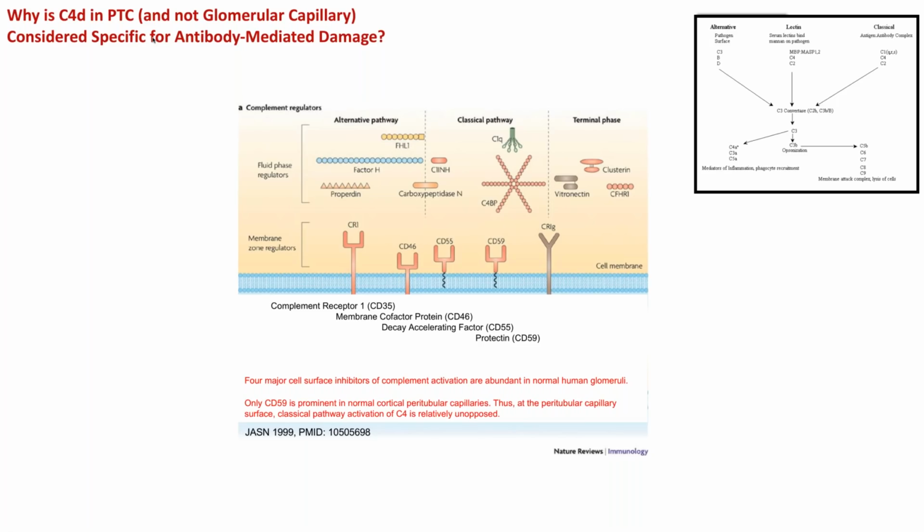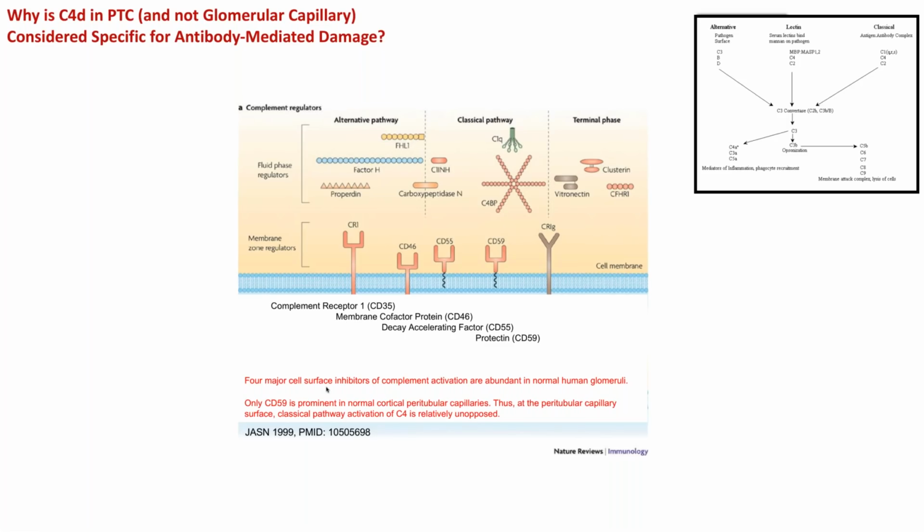So why should C4D be in the peritubular capillary to make a diagnosis and not in the glomerular capillary? Again, remember that a normal kidney biopsy has some glomerular capillary C4D that's always there. We still do not know the exact reason why peritubular capillary C4D is abnormal and glomerular capillary C4D is not. One postulate, by Dr. Colvin, a pathologist, is this.